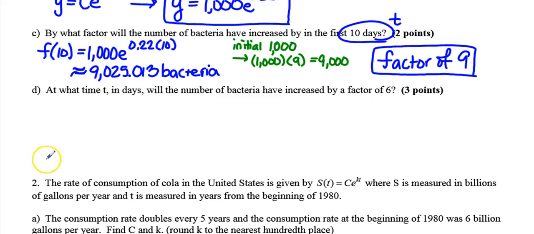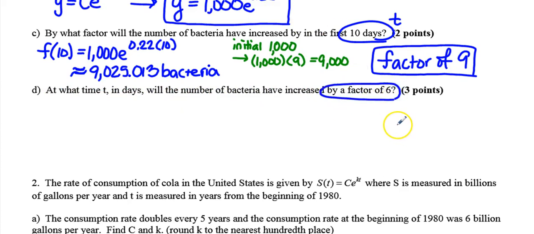Now, if you're joining me for a hint, I would guess that it's because this one is asking something a little different. It says, at what time t? So it's actually not giving us days. Like here, it gave us days. Now it's saying, at what time t? So this is the unknown. Will the number of bacteria have increased by a factor of 6?